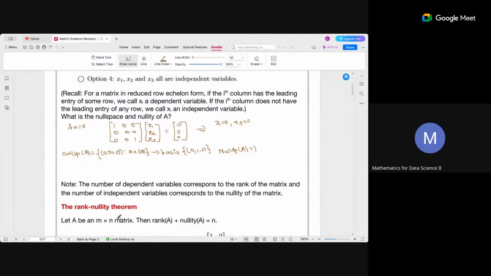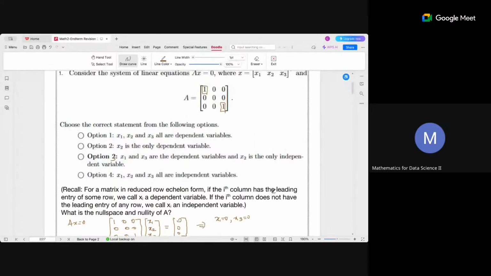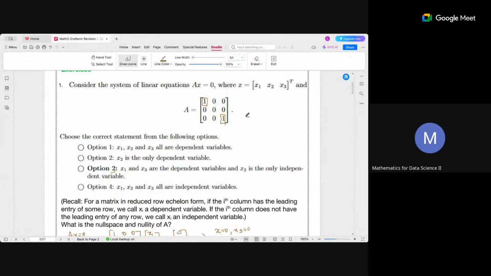In general, the number of dependent variables corresponds to the rank of the matrix, and the number of independent variables corresponds to the nullity of the matrix. Here you have two dependent variables. Two dependent variables means what is the rank? Rank 2. So rank of A is 2. And here you have one independent variable, which means your nullity is equal to 1. Okay. Fine.